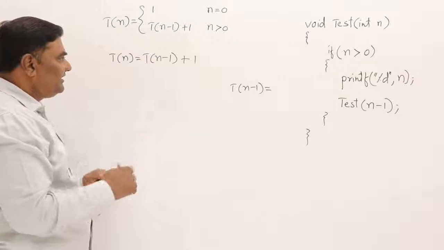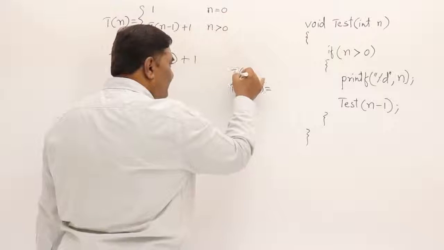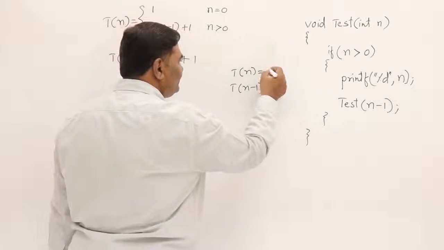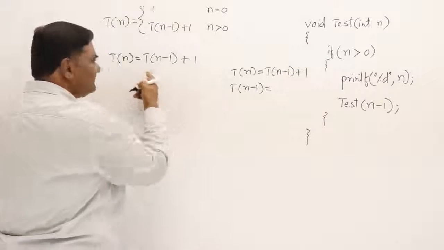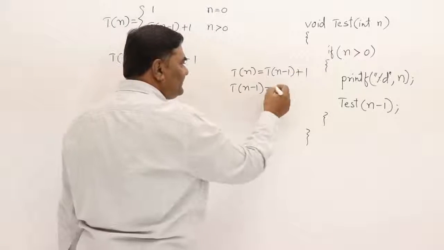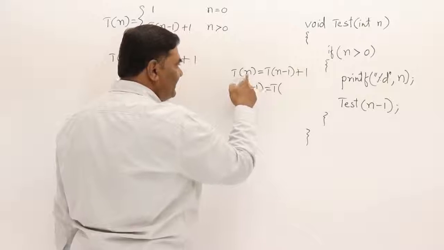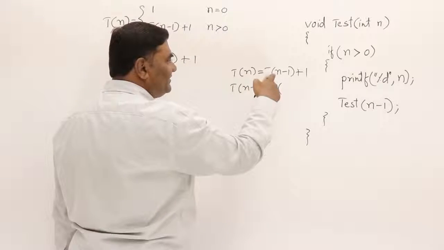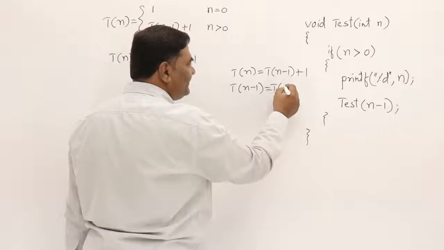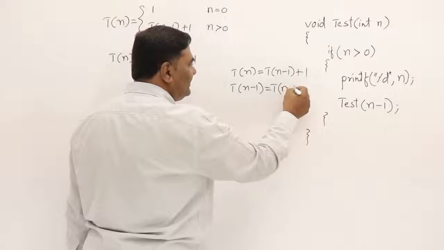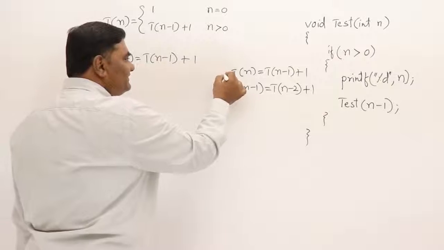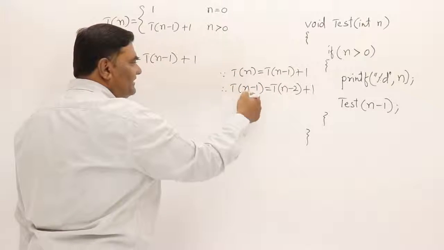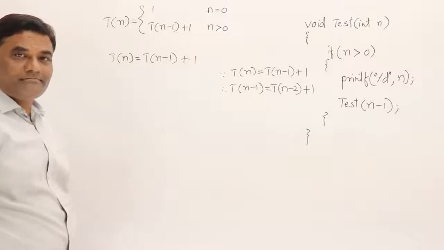I don't know Tn minus 1, but I know what Tn is. Tn is equal to Tn minus 1 plus 1. Then what will be Tn minus 1? So if this is n and it is changed to n minus 1, this also becomes n minus 1. So this becomes n minus 1 minus 1, n minus 2 plus 1. Since this is Tn, therefore Tn minus 1 is this one.